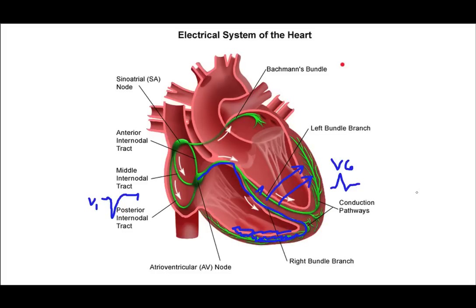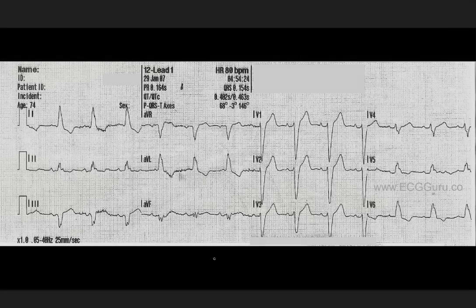So this is how we recognize left bundle branch block: V1 is negative but wide, and V6 is positive but wide. And I'll show you on an ECG. Okay, here we have a nice example of a very typical left bundle branch block. And we're going to look for the criteria so that we can always recognize left bundle branch block.